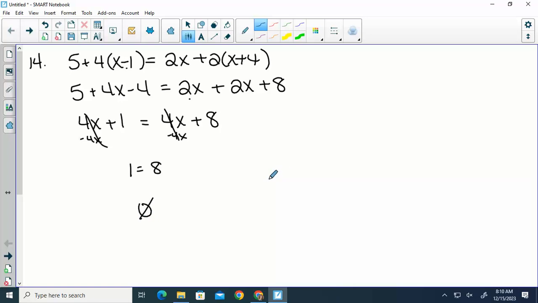So anytime your variables cancel, it's one of two options. It's either no solution or infinite solutions. If you're left with a false statement, then it's no solution. If we were left with like 1 equals 1, then that would be a true statement, and so in that case, it would be infinite solutions.